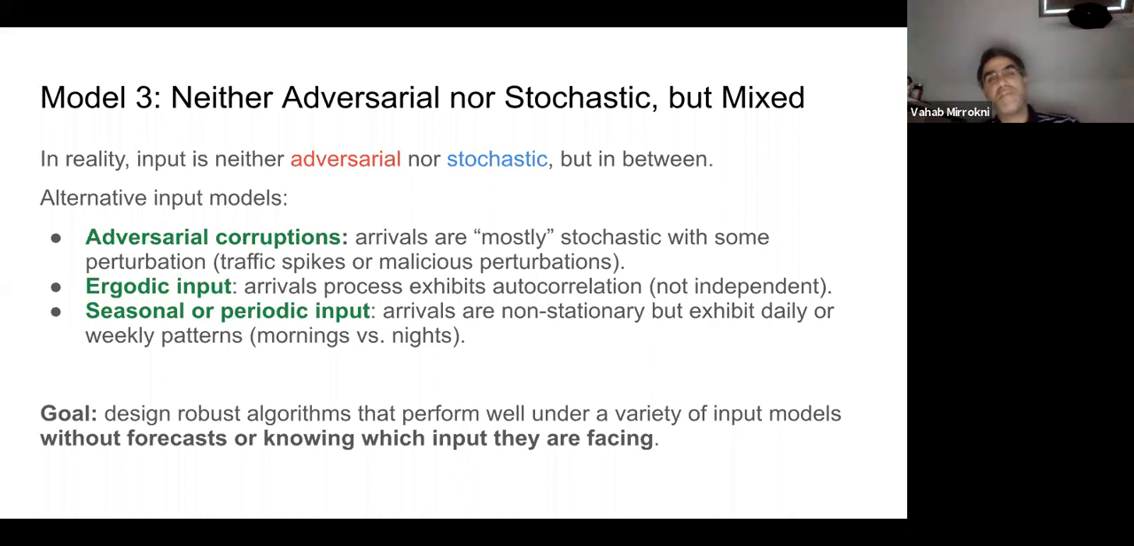So the third model, which is the most recent thing and I'm very excited about, is neither adversarial nor stochastic, and we don't have a specific forecast. So we want an algorithm that doesn't use any forecast information, but we want to make sure that under adversarial corruptions, it achieves good performance. Under different types of arrival models, if it's completely stochastic, on average it should achieve asymptotically optimal or very low regret. If we have ergodic inputs, or different types of seasonal or periodic changes, or shocks in the input, it should achieve good approximation.